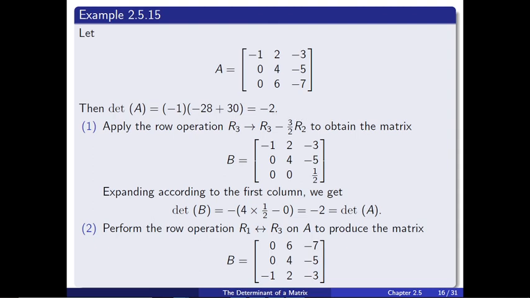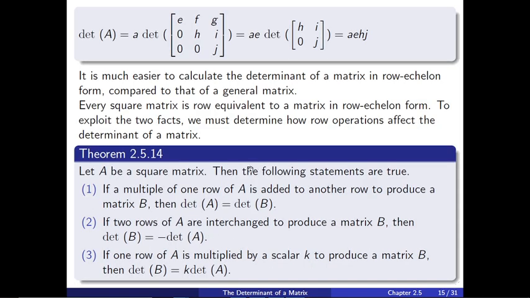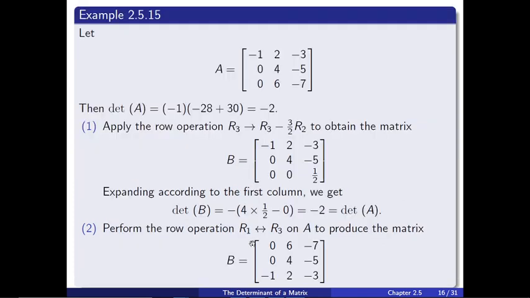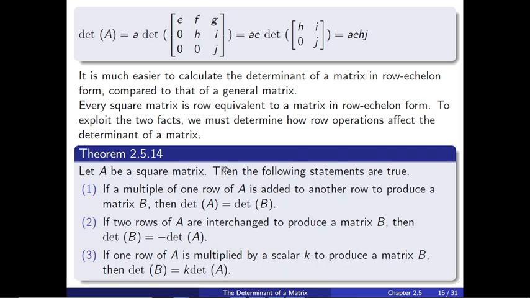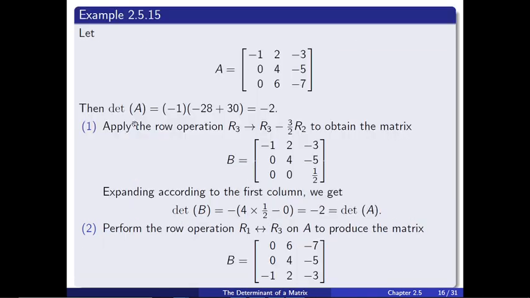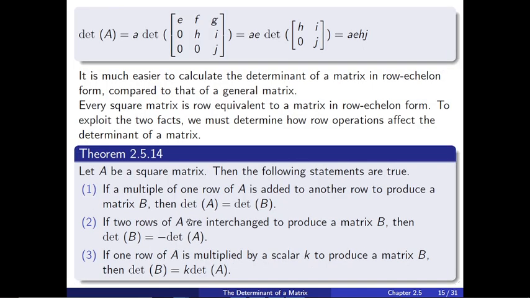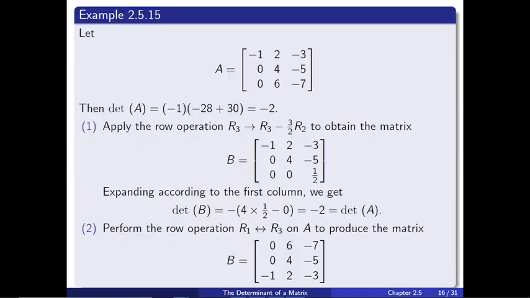And so we want to check, apply the different row operations to see how they will affect the determinant, and solidify our theorem with this example. Right, so apply the row operation R3 goes to R3 minus 3R2 to obtain the matrix B. So this row operation is the one in the first part of the theorem. So we are told that the determinant of A is equal to the determinant of B. So we are expecting that the determinant doesn't change.